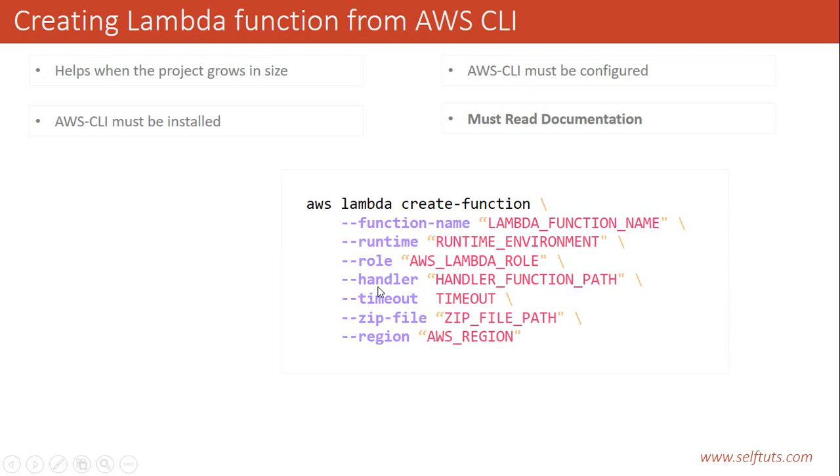Then we need to provide the path of the handler function, that is, when we are uploading the zip file from here, where the path of our handler function exists, that is, which handler function we want to upload.